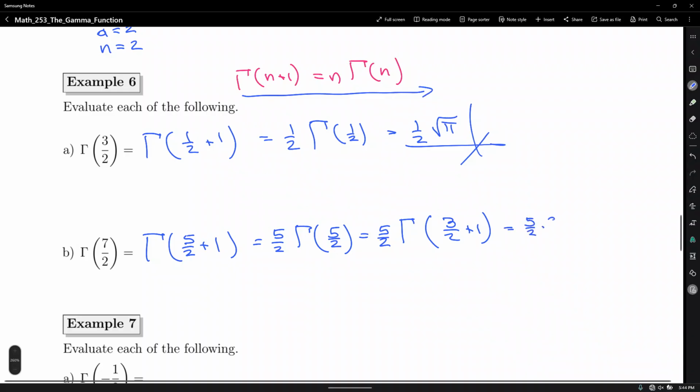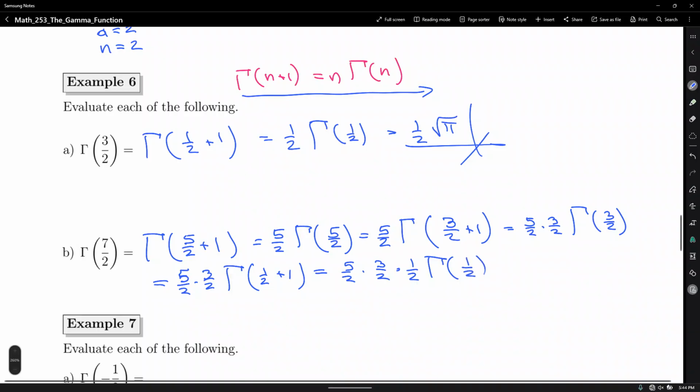I'm going to write 5 halves times, I'm going to take out the 3 halves, times gamma of 3 halves. All right. And then I'm going to compute gamma of 3 halves, although I already have it from part A. Well, let me do the whole process again. This will be 5 halves times 3 halves, gamma of, what is that? 1 half plus 1, which is 5 halves times 3 halves. And again, using the definition, I'm going to take this 1 half, write it in front of the gamma function times gamma of 1 half.